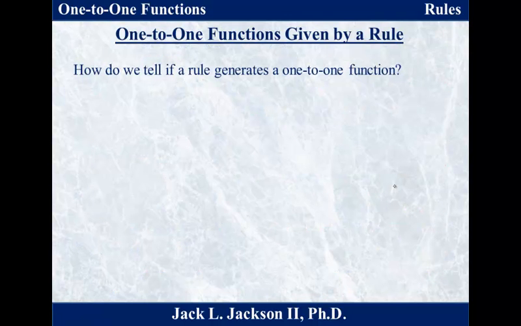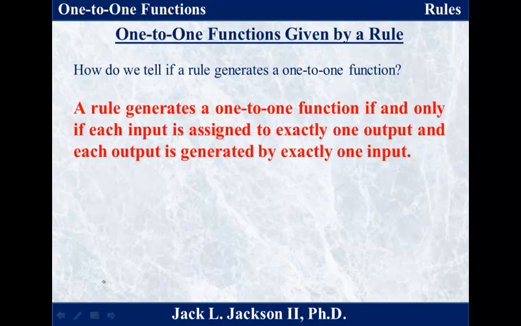How do we tell if a rule generates a one-to-one function? A rule generates a one-to-one function if and only if each input is assigned to exactly one output and each output is generated by exactly one input.